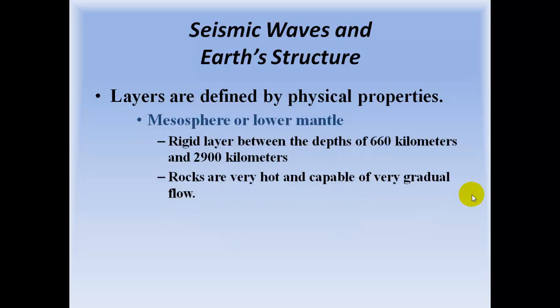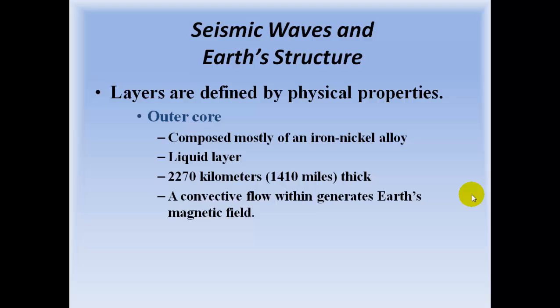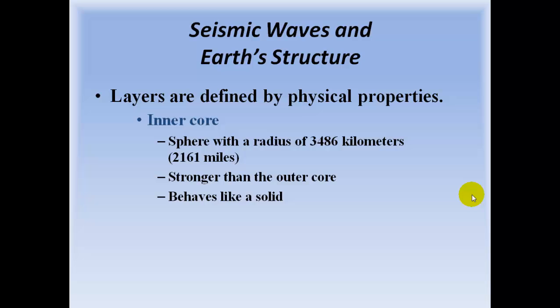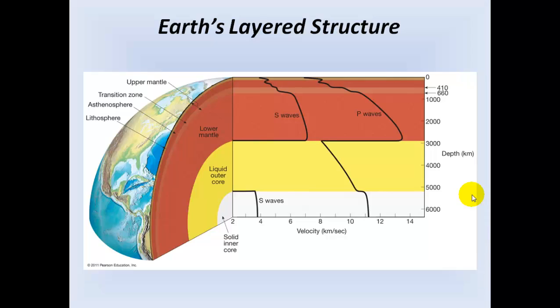The mesosphere, or lower mantle, is a rigid layer between depths of 660 kilometers and 2,900 kilometers. Rocks are very hot and capable of very gradual flow. The outer core is composed mostly of an iron-nickel alloy. It's a liquid layer, about 1,400 miles thick. There's convective flow within that layer that generates Earth's magnetic field. The inner core is a solid sphere, with a radius of about 2,000 miles. It's stronger than the outer core and behaves like a solid.